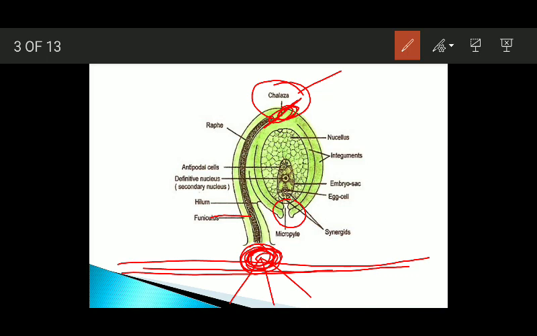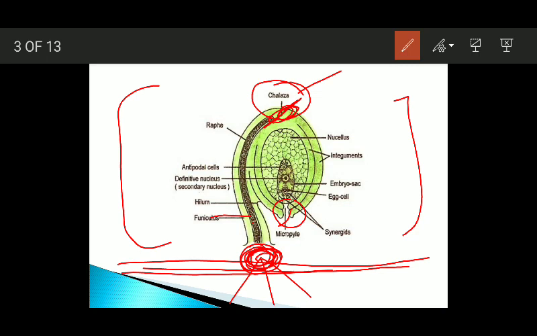Okay, let me tell you about this type of ovule. This is present in almost 80% of plant families. This is known as anatropous ovule. Anatropous ovule means it has turned upside down. Its micropile has come to lie next to the funiculus.